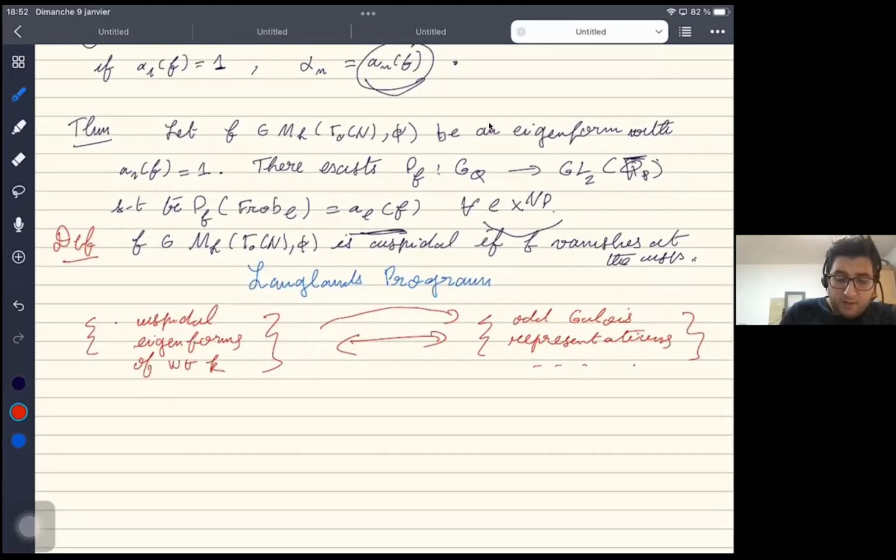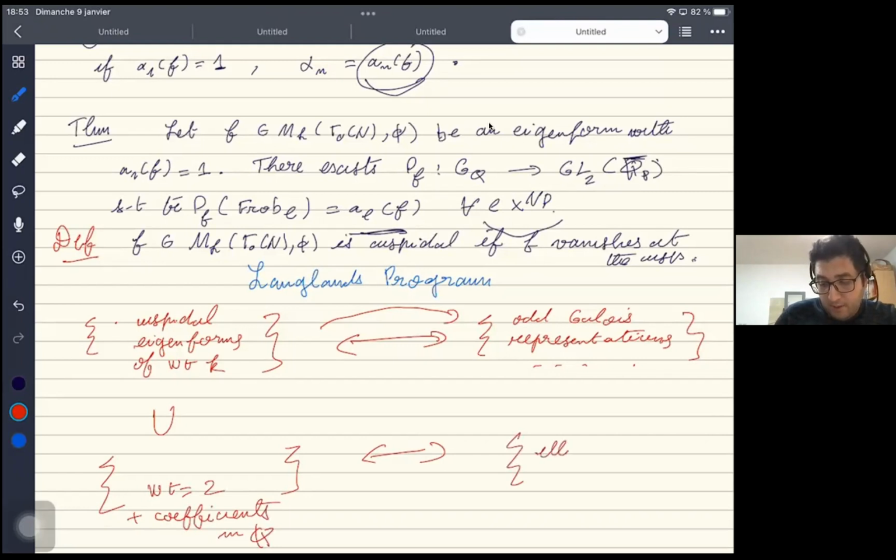For example, if the weight is 2, they attach to the modular form an abelian variety, and they take the Tate module. You get such a representation. And inside this program, you have the conjecture of Taniyama-Shimura. If you take weight 2 plus coefficients in Q, coefficients of your modular form in the Fourier expansion, you should get elliptic curves. Those correspond to elliptic curves, and the elliptic curves have a Galois representation, as I explained. If you take E here, you have rho E here.